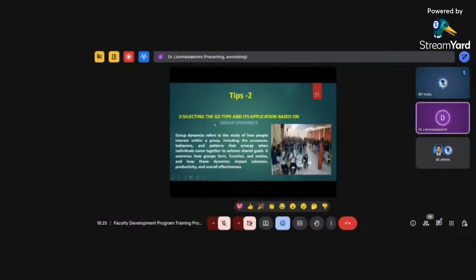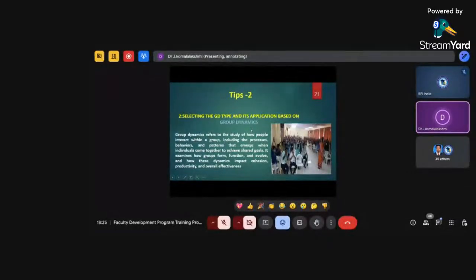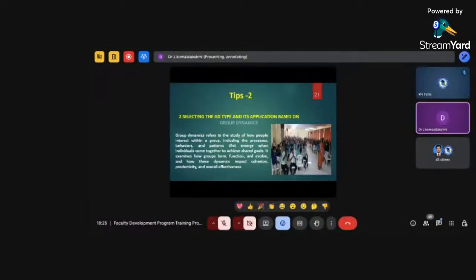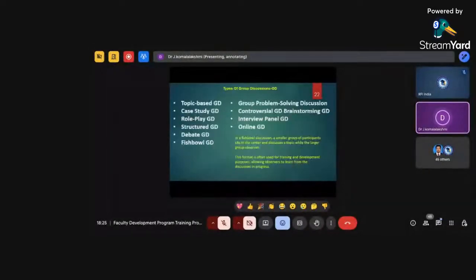Then tip number two, selecting the GD and application based on the group dynamics. So group dynamics is the members' active participation. So how far they are contributing for the achievement of the goal of the team. So there are so many types of group discussion. Group dynamic is all about the active participation. Dynamic means it is moving, it is live. Static means it is stable and unmoving. So the people should be actively contributing. Then only the GD is a successful GD.